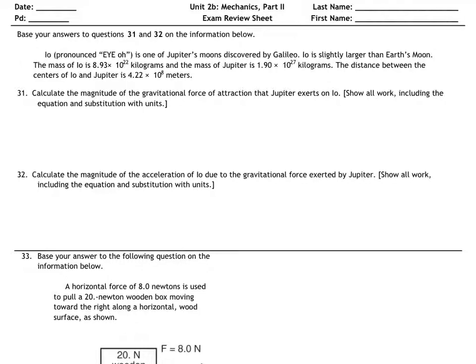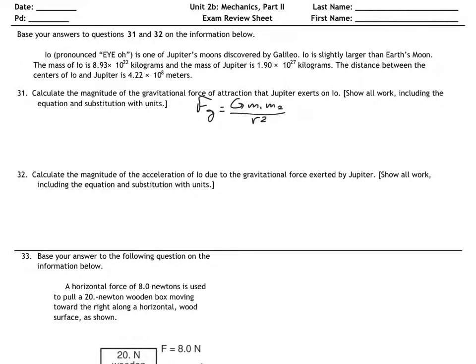So we want to calculate the magnitude of the gravitational force of attraction between Jupiter and Io, and we would use, of course, this equation. F_g is big G, m1, m2 over r squared.